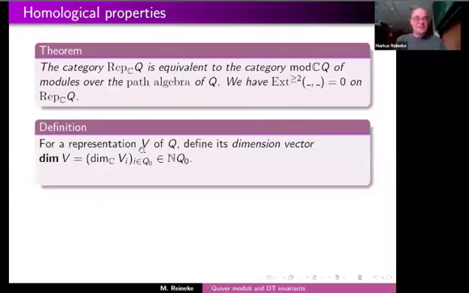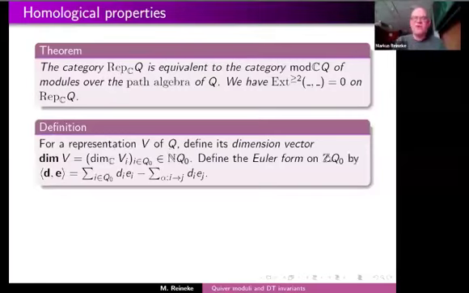So first, for the definition, for a representation V, I define its dimension vector as, well, I just take the dimension of all the vector spaces which are involved in the quiver representation, and I just treat this as a vector with non-negative integral entries. That's the so-called dimension vector of a quiver representation.